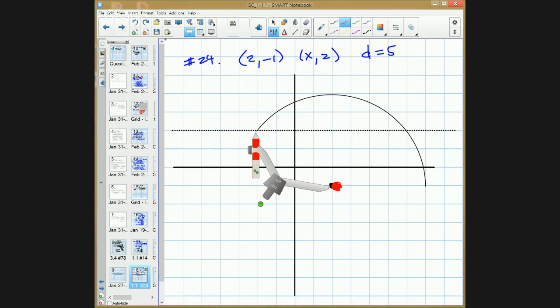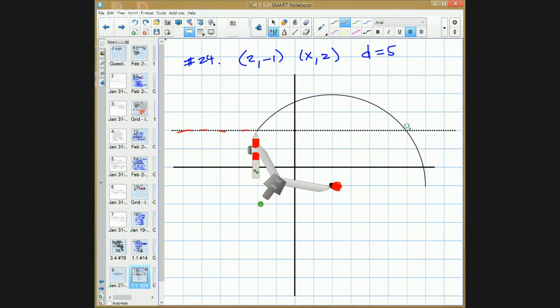Now, I need a point, it's called x, comma 2. So I don't know what x is, but I do know it's too high. And that's what this line's all about. So all I know is my answer is somewhere on that dotted line, and I know the distance is 5. So guess what I did? I set the compass up so that it spread 5 apart, and I drew an arc with this at the center.